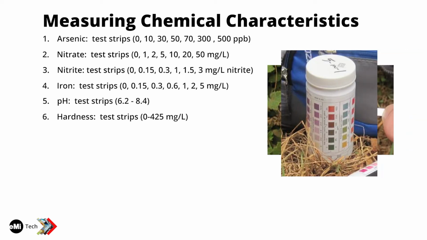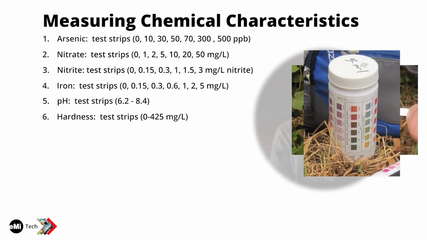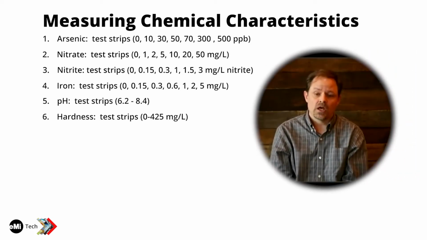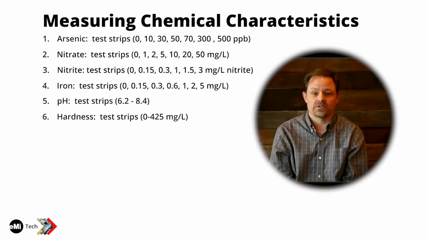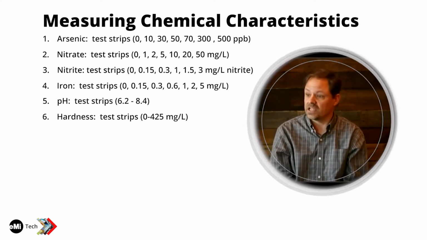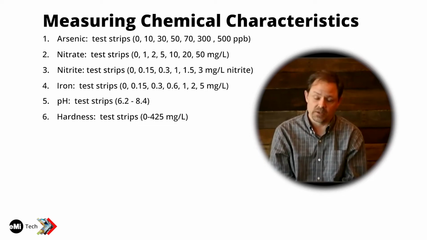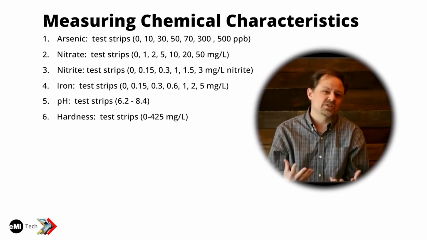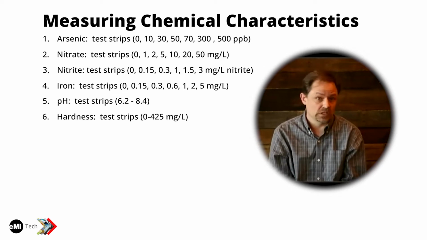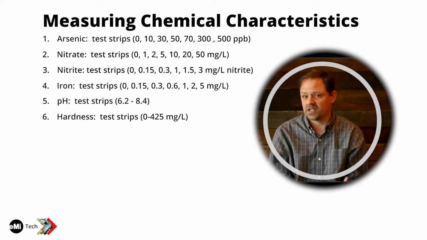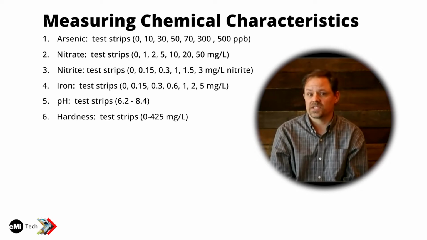So a couple of limitations to know about test strips. The first one is that you can only get certain outcomes. So for example, on arsenic, there's 6 numbers that you can get as a result from a test strip. And so that means the results are not very precise. Another challenge in dealing with test strips is the fact that people see colors differently. And so that can lead to inconsistencies and inaccuracies.